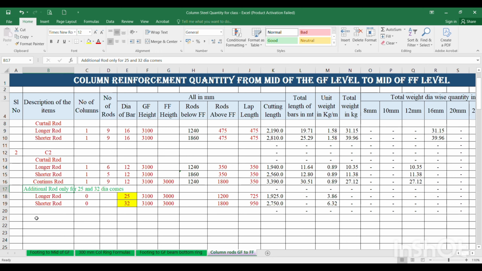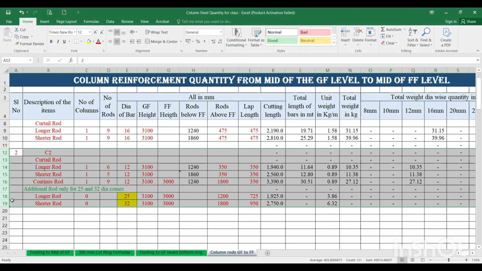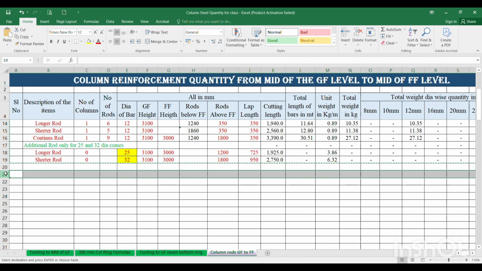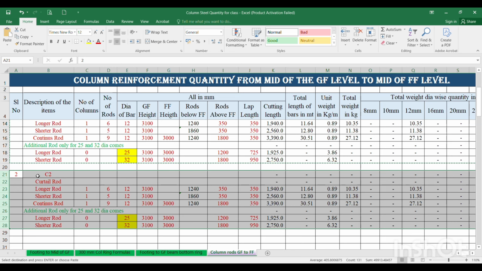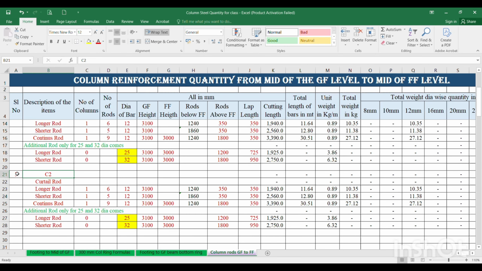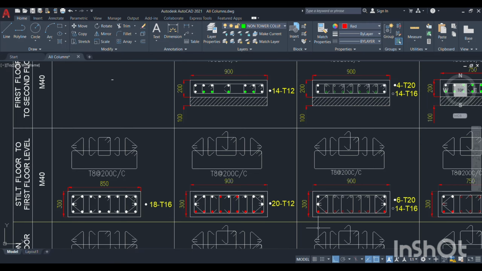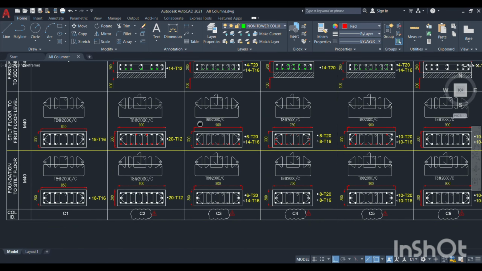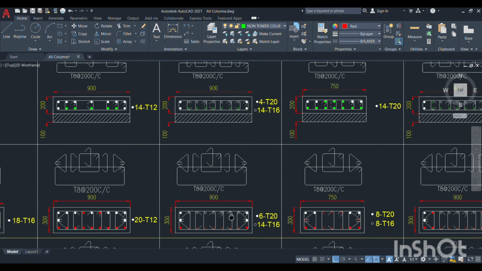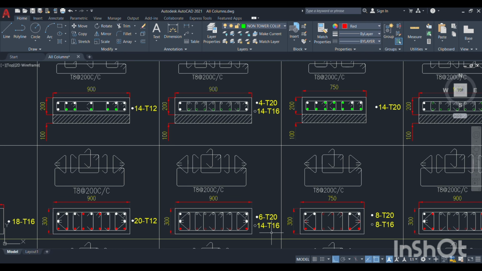Next, same, copy all this C2 content, insert it one line below, then change the serial number to 3 and the column number to C3. Now you will learn how to take the data for this C3 column. You see, now we are going to this C3 column. In this C3 column, you see 6 numbers of 20 dia and 14 numbers of 16 dia are there. Out of these 6 of 20 and 14 of 16, going up are only 4 of 20 and 14 of 16.